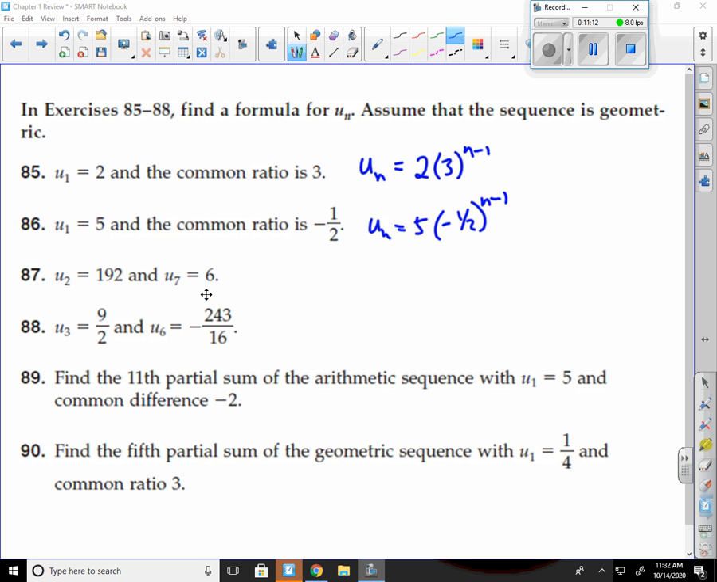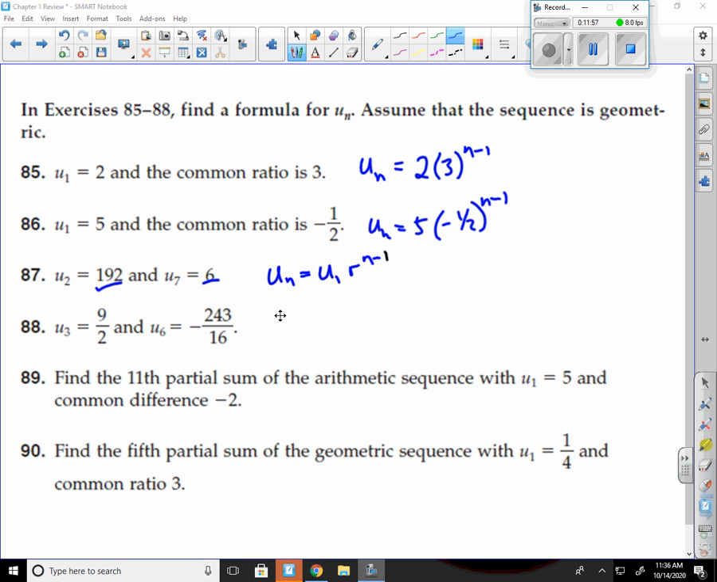Number 87. In order to do this one, we have u sub 2 and u sub 7. So for this one, I need to find my common ratio first, which means I need to treat this like it's my u sub 1 and this like it's my u sub 6. And I'll show you how to do that. You do u sub n, this is our formula, equals u sub 1 times r to the n minus 1, right? But now we don't have a u sub 1, and we don't have an n minus 1.